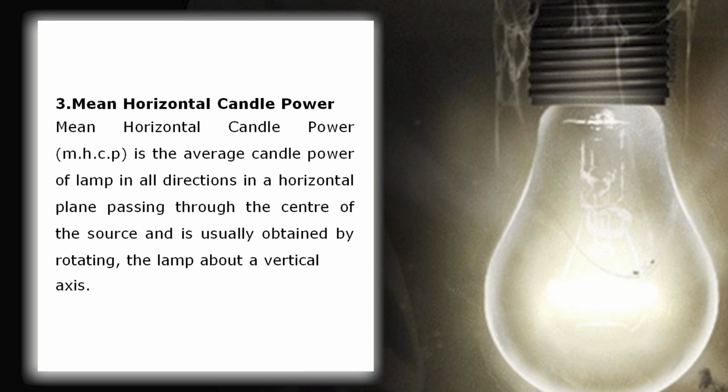Next, mean horizontal candle power. Mean horizontal candle power, MHCP, is the average candle power of a lamp in all directions in a horizontal plane passing through the center of the source and is usually obtained by rotating the lamp about a vertical axis.